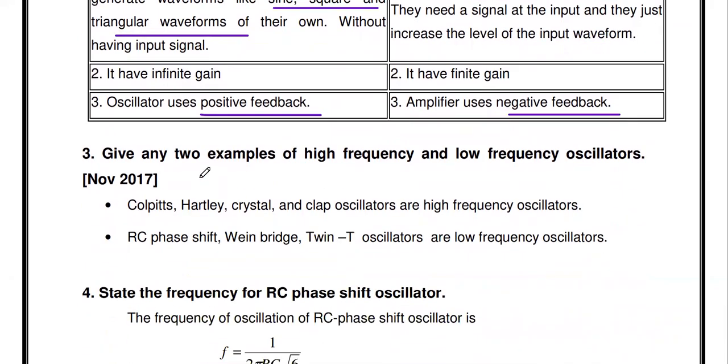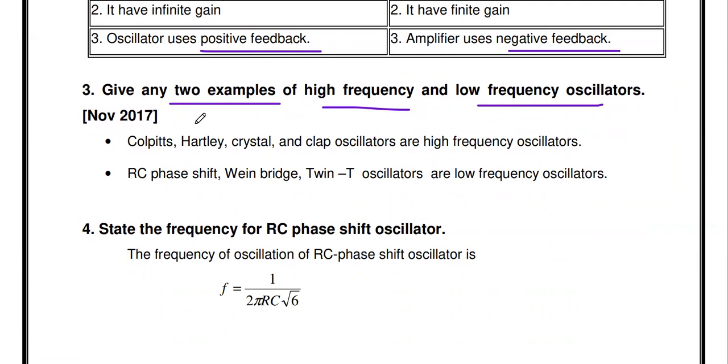The next one: give any two examples for high frequency and low frequency oscillators. This is also one of the university 2 mark questions, November 2017. LC oscillators use an inductor and capacitor in the feedback network. The LC oscillators we discussed in the second unit are Colpitts, Hartley, Crystal, and Clapp oscillators. These are examples of high frequency oscillators.